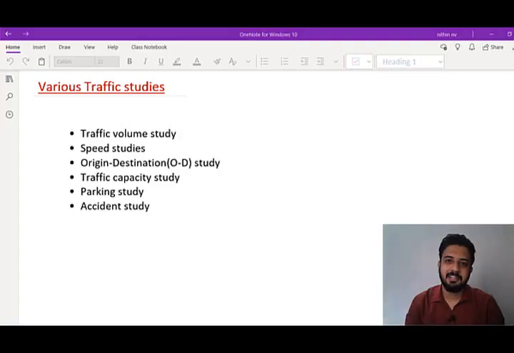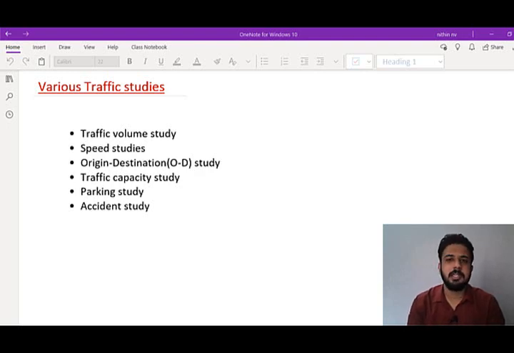Hi friends, in this video we are going to talk about different traffic studies, particularly related to studies of flow and speed. On the screen I have listed different types of traffic studies. Simply you can go through it.